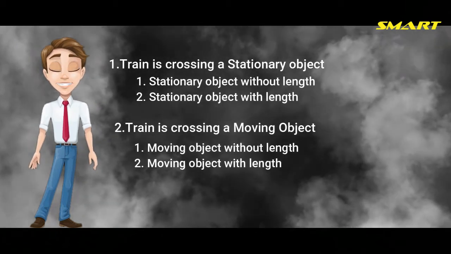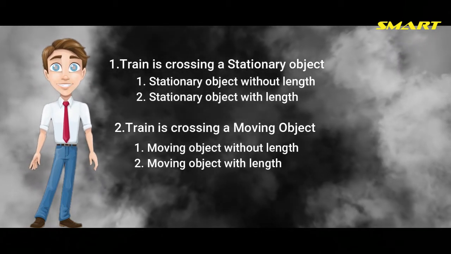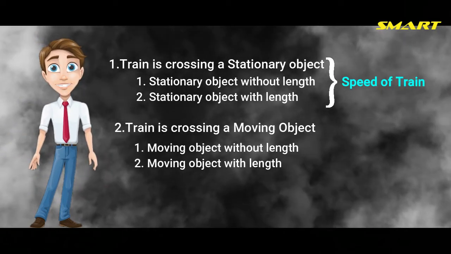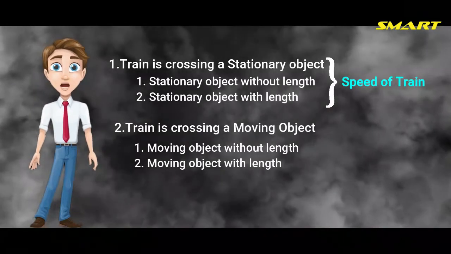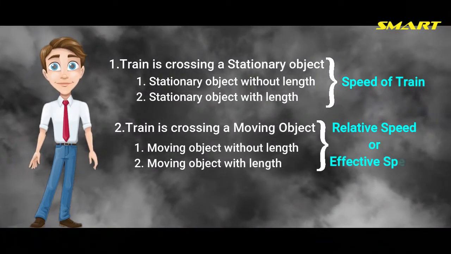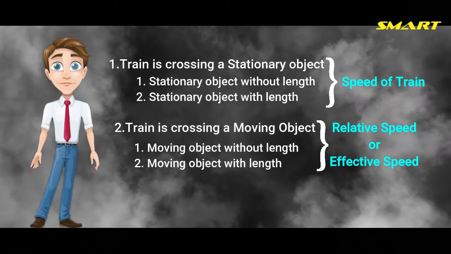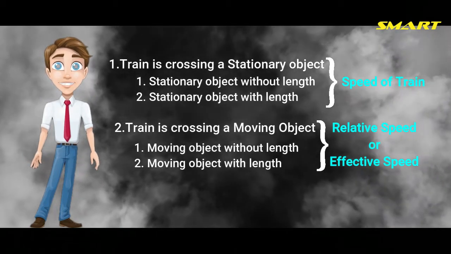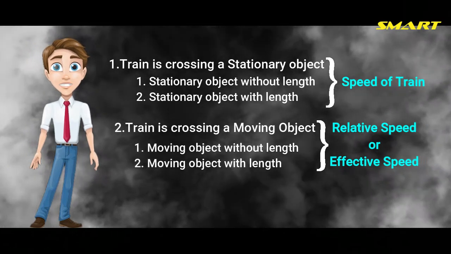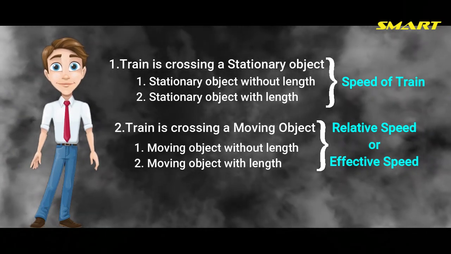Friends, remember this one also. For stationary object, we'll consider only the speed of train, but for moving object, we'll consider relative speed or effective speed. In both cases, we'll consider the length of train also, and this is the most important thing in the problems on trains.